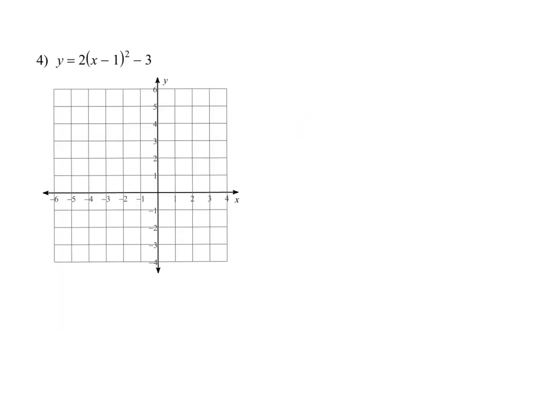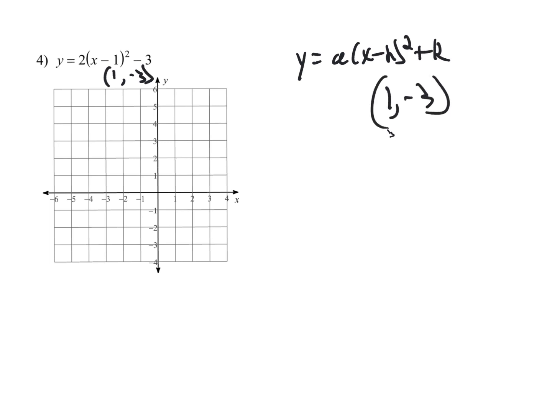All right, let's take a look here at number 4. Again, y equals 2 times (x minus 1) squared minus 3. This is in our vertex form, where we have y equals a times (x minus h) squared plus k. And if you look here, we have the h and the k. The h is going to be the 1, and the k is going to be the -3. So that is our vertex, (1, -3). So we can automatically plot our point at (1, -3). So over 1, down 3, that would be right here.